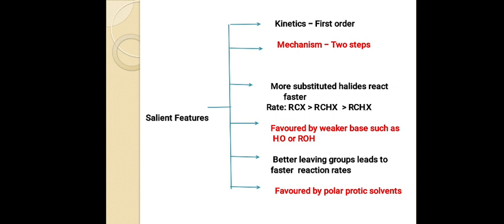So salient features of E1 reaction: the kinetics is of first order, the mechanism takes place in 2 steps, and usually secondary halides and tertiary halides undergo this reaction at a faster rate. Weaker bases are favored, such as OH minus and ROH, better leaving groups lead to faster reaction rates, and it is favored by polar protic solvents.